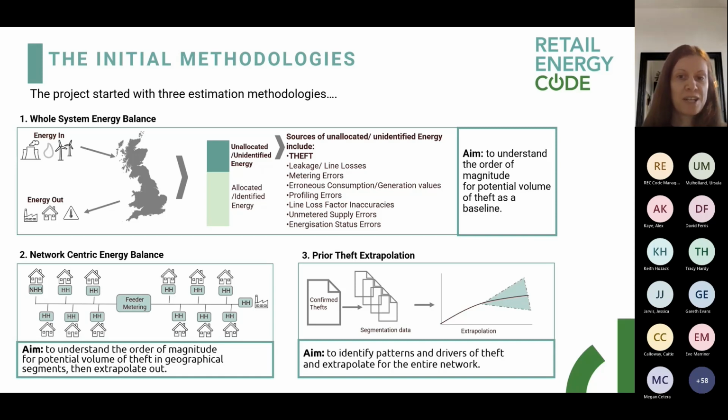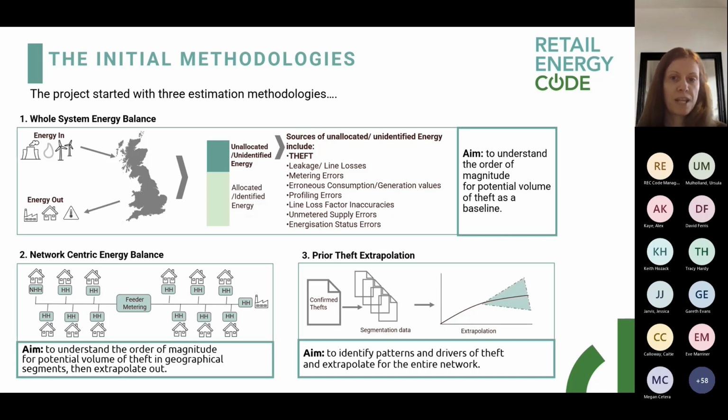This is an electricity-only methodology, as there isn't an equivalent level of metering for gas. But we know that DNOs are installing substation feeder meters, and under this methodology, we would take a sample of network sections with feeder meters and a high penetration of smart meters and analyse these to identify anomalies that might indicate theft. And then looking at these anomalies and other data sources such as confirmed thefts and deprivation data, build a picture of theft across GB. And then approach 3 was prior theft extrapolation, so characterising and segmenting confirmed thefts to extrapolate the likely volume of similar theft across the population.